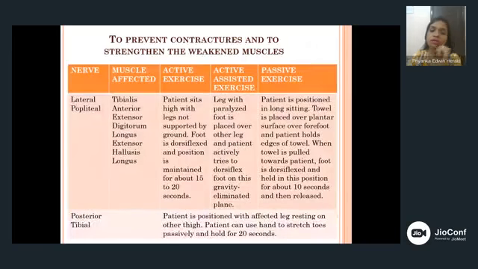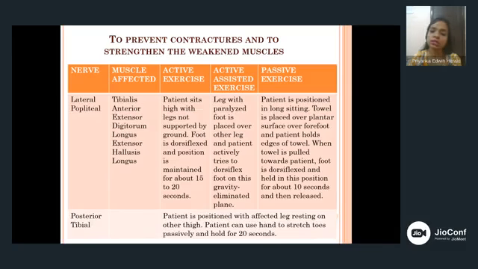These are very simple exercises, but if you do them consistently on the patient, then it will definitely give you the desired results. Now we come to the lower limb nerves, lateral popliteal and posterior tibial.